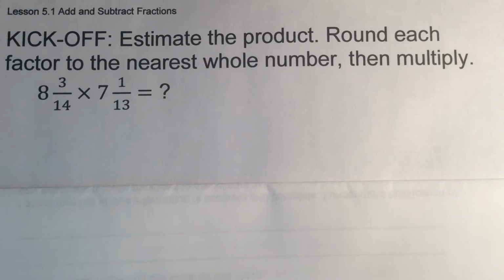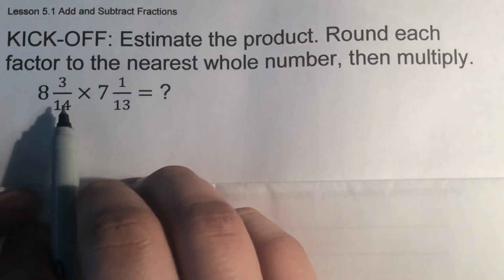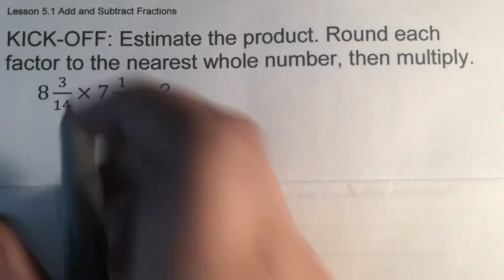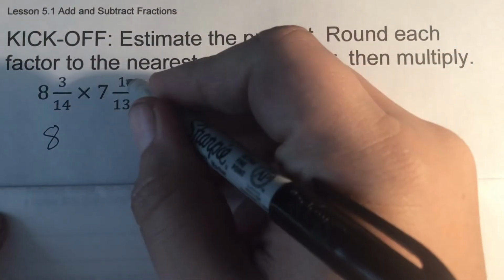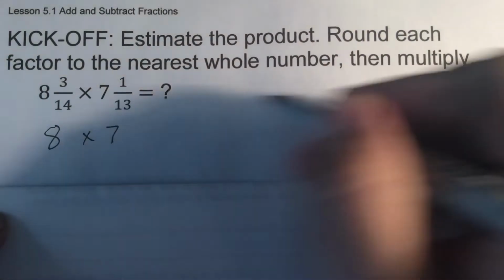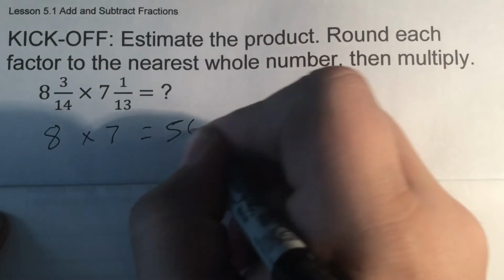But first, the kickoff here. Estimate the product. Round each factor to the nearest whole number, then multiply. So, nearest whole number: half of 14 would be 7. So 3 is definitely below the half. If this is less than half, this is going to stay an 8. 1/13, same thing there. Clearly below half, so it's going to stay at 7. We're multiplying, so we end up with 56.